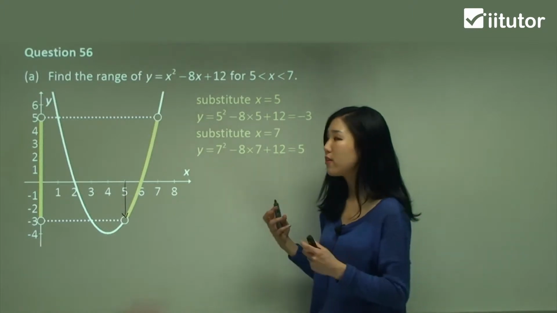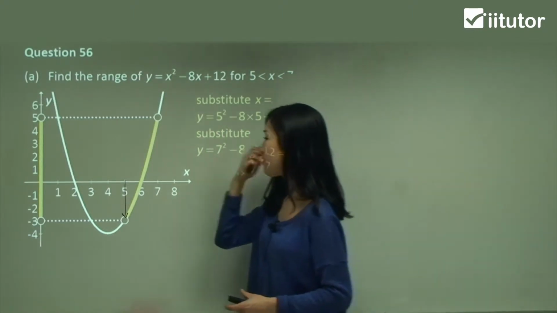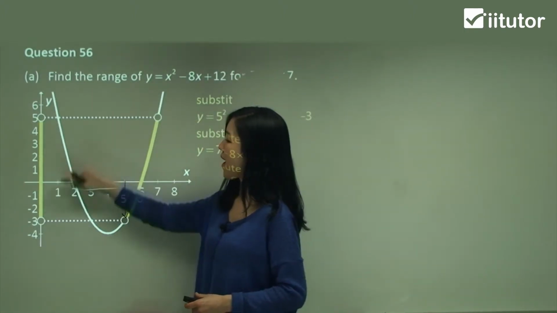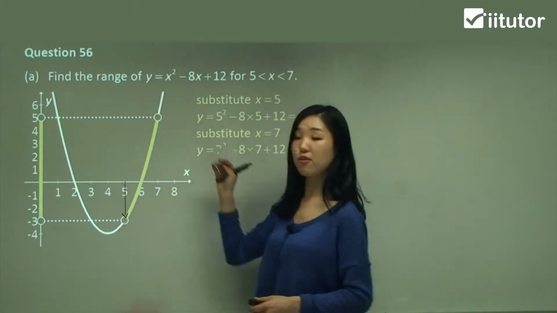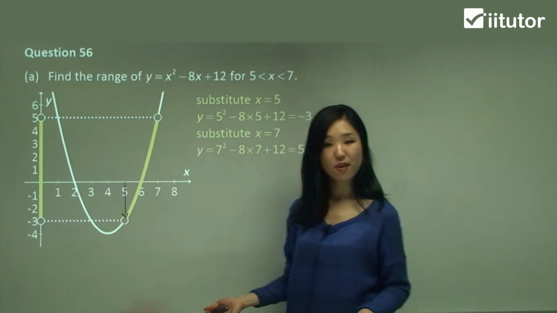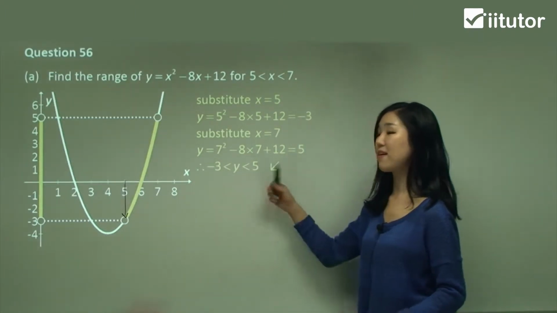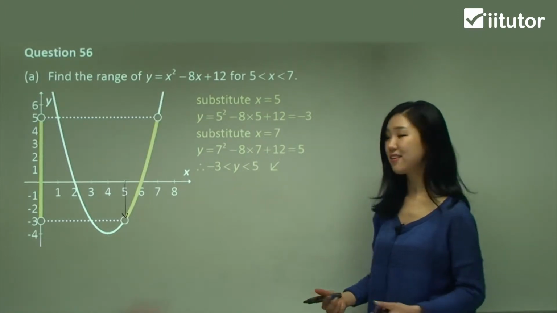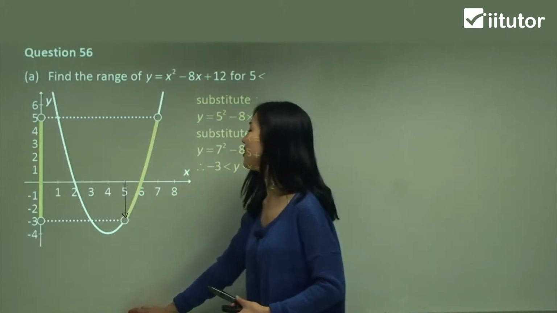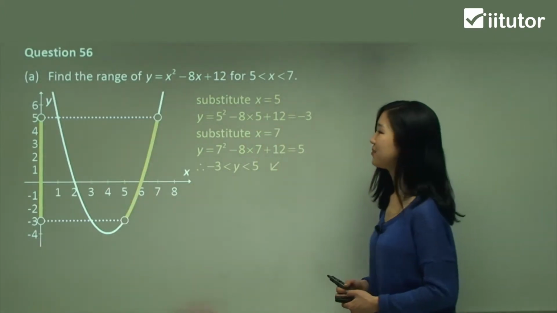Because we're only looking for the range, which is talking about just the y values, that's why I've highlighted just the y-axis. This part of the y-axis satisfies this part of the graph, so it's between negative 3 and 5. How do we write that? Just like that: y is greater than negative 3, but less than 5. And that's it. How easy is that? That's pretty much all you need to do for the next few questions. Hopefully that's pretty straightforward. Let's try the next one.